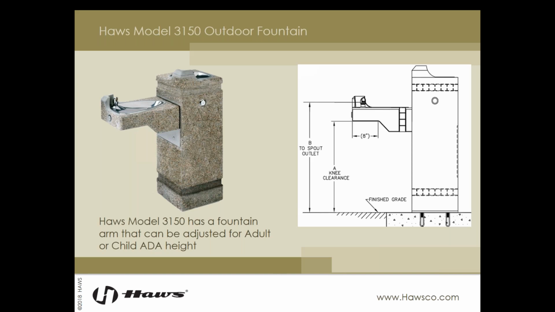Let's go through another example. What you see here is our 3150. This is an outdoor concrete drinking fountain. A unique feature of this fountain is that the arm can be adjusted for both adult or child height ADA compliance, as these are typically located in parks, which are highly populated by children, you guessed it. It's a very important feature.